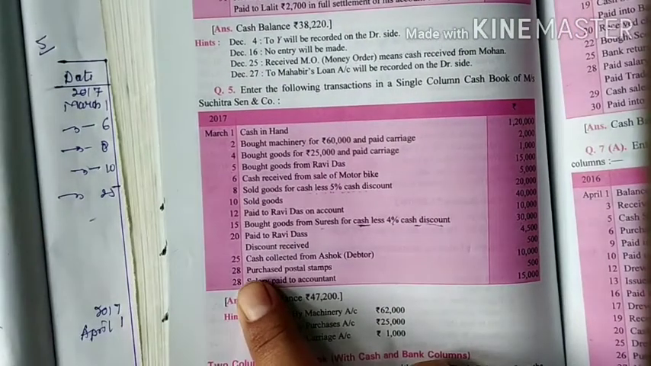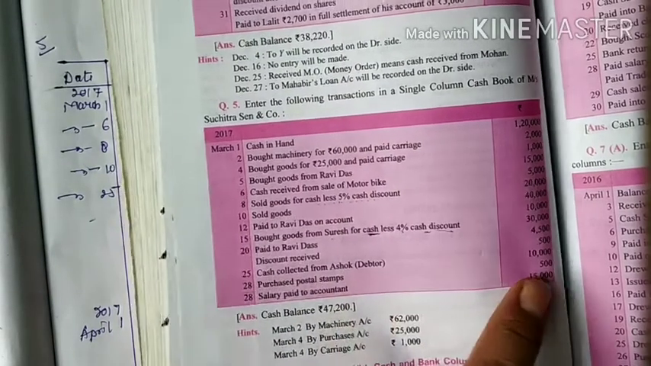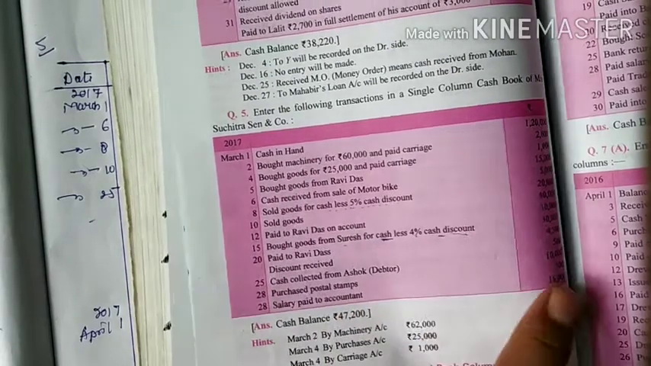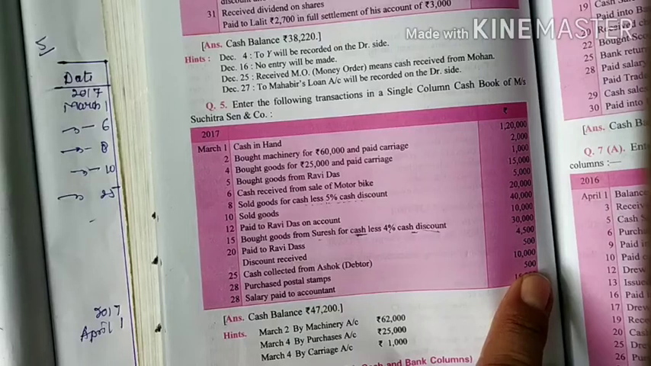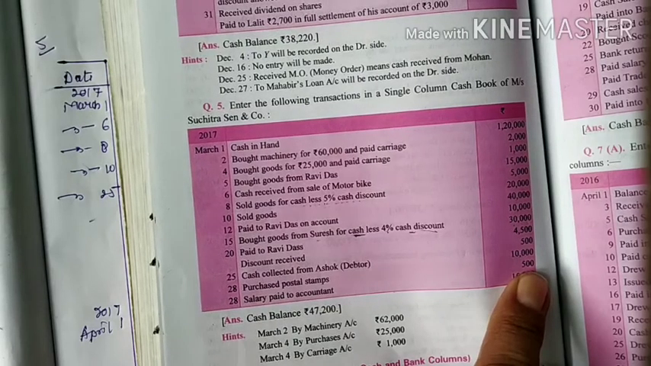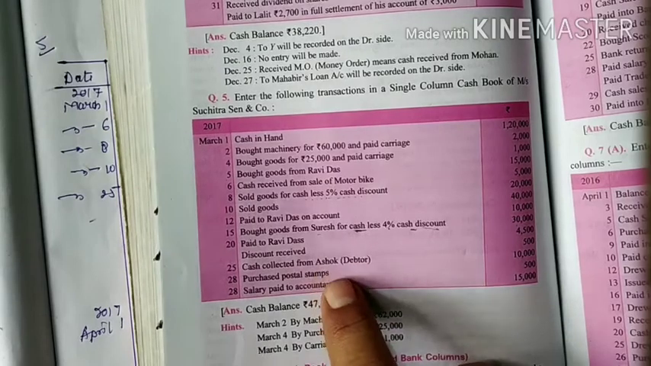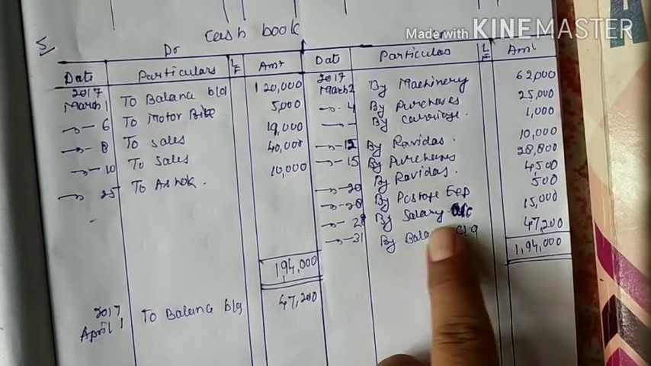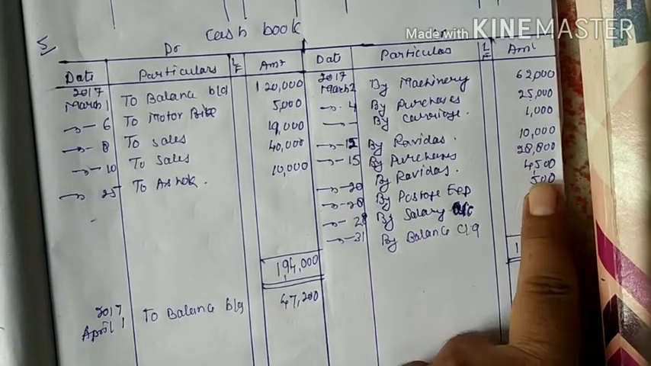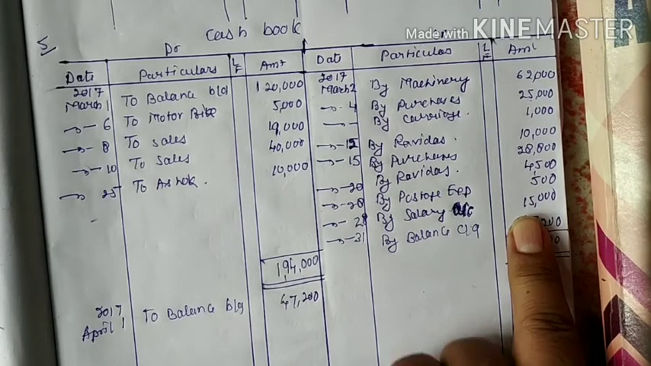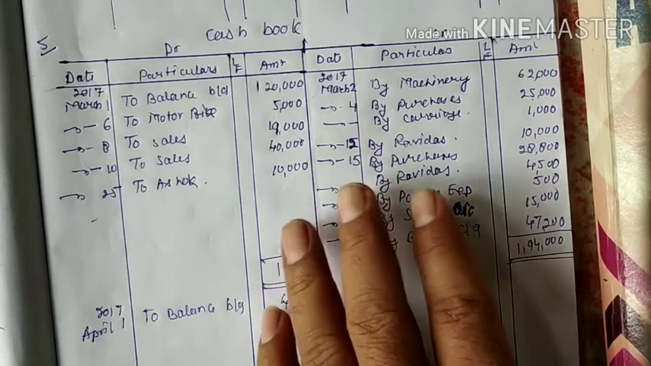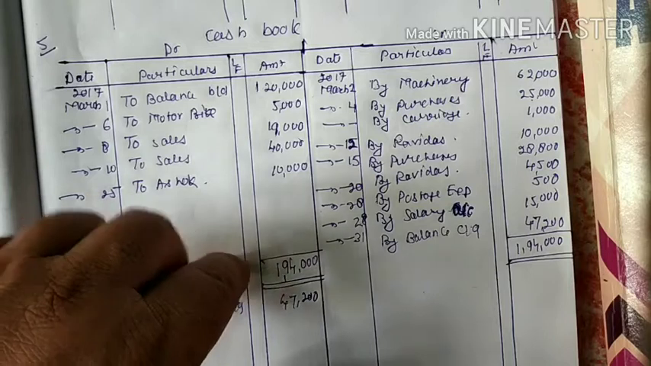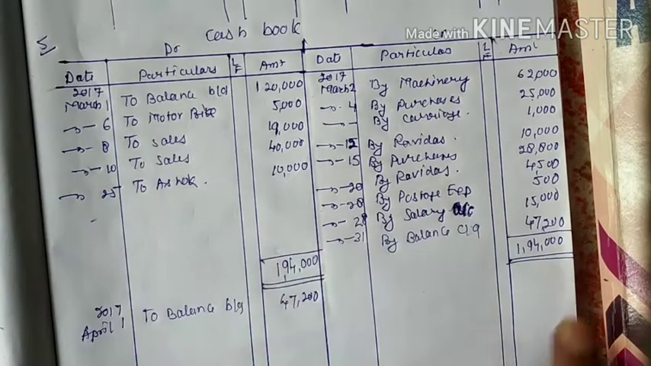Now come to the next one. Then on the 28th, purchase of postal stamps 500 rupees, and on the same date salary paid to accountant 15,000. 500 postal stamps are bought, so postal expenses 500 we will put, and salary 15,000. In both transactions cash is going out, so we'll enter it here on the credit side, by salary 15,000 and postage stamps 500. After this we will total up the debit side of the cash book and then try to find out the balance, how much balance is left.